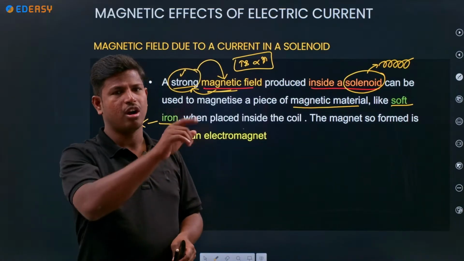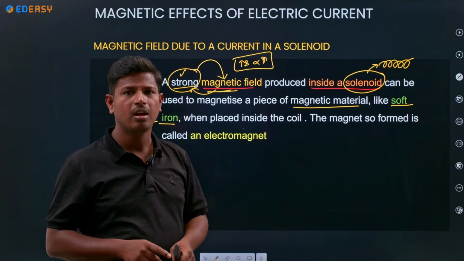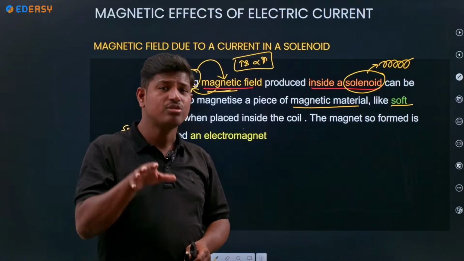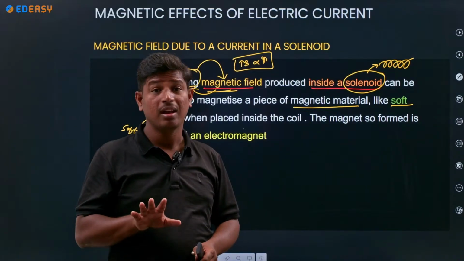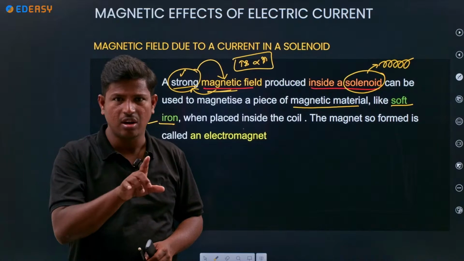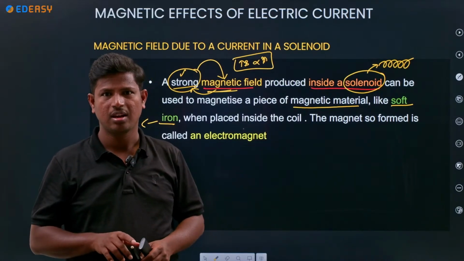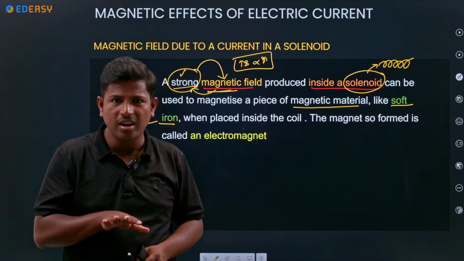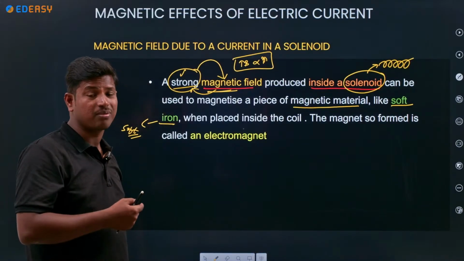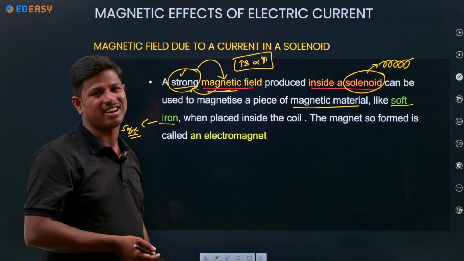If you switch on a fan and then switch it off, after a few seconds only it stops, right? Soft iron is not like that. If the electricity is on, the magnetic field is on in a solenoid. If the electricity is off, the magnetic field also stops. That's why we take soft iron.